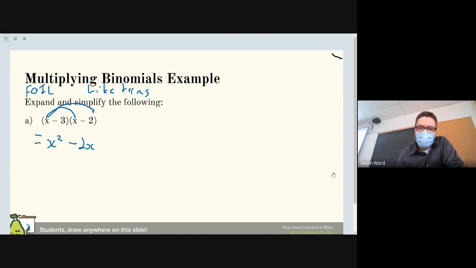Now, inner. Negative 3x times x, minus 3x. There's a minus. That's just even worse. Then our last two of each. Negative 3 times negative 2. Negative times negative is positive. And then 3 times 2 is 6.